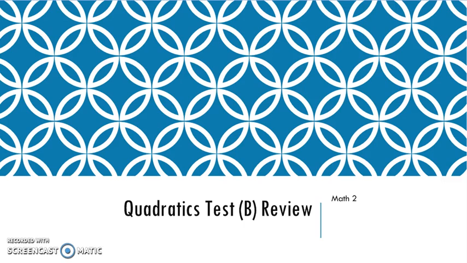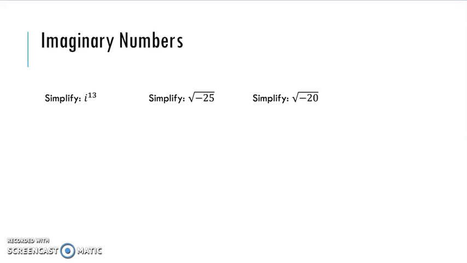Then in our second half, we looked at completing the square and doing things on our calculator. So let's start by reviewing imaginary numbers. First, I want to simplify i to the 13th. Now remember, i squared equals -1, which means that i equals the square root of -1, right? Then anytime we have a negative under our radical, we put the i on the outside.